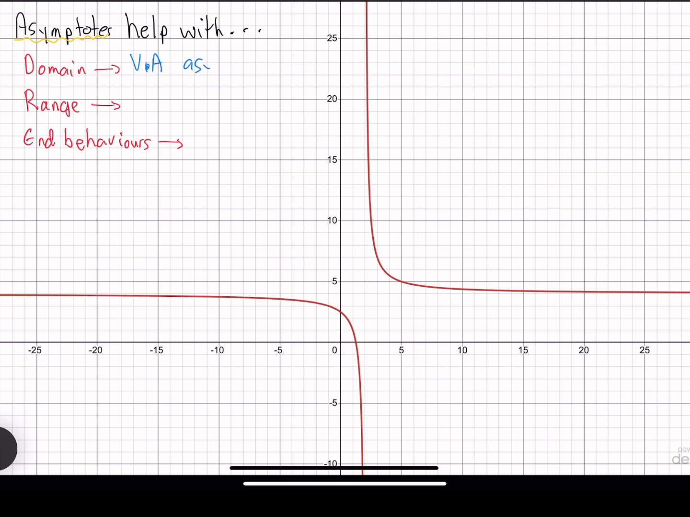I'm going to write asymptotes with the S in brackets here because sometimes you can have more than one. The range is guided by the horizontal asymptote. So it kind of provides a min and a max. And then the end behaviors, really your graphs, follow the vertical and horizontal asymptotes. So once you draw in your asymptotes, your graphs are going to follow that both vertically and horizontally. So it all really stems from the asymptotes.